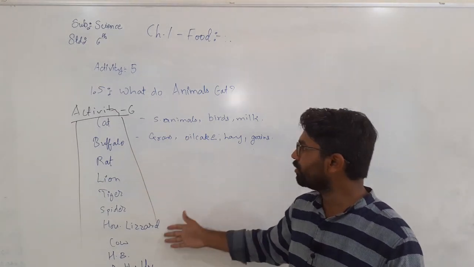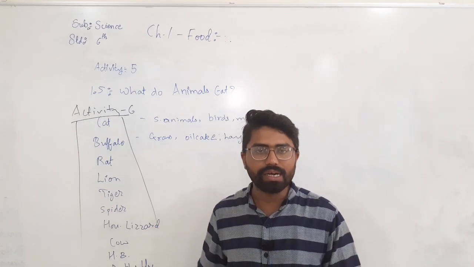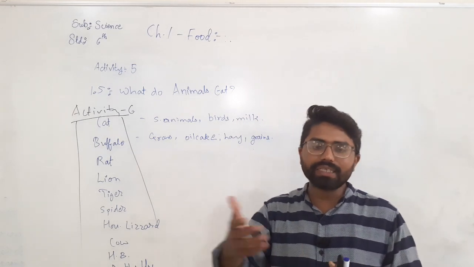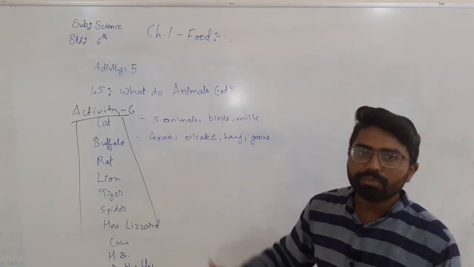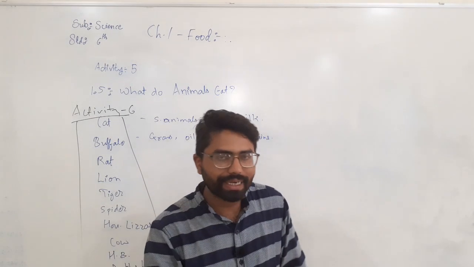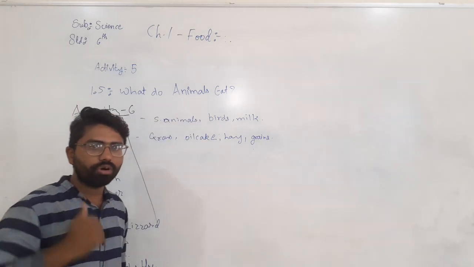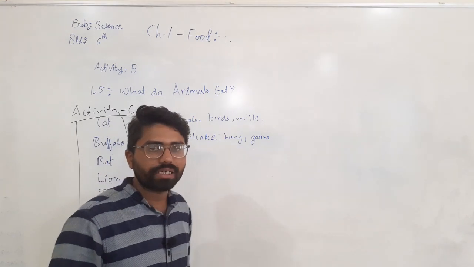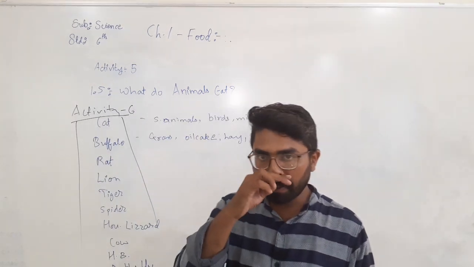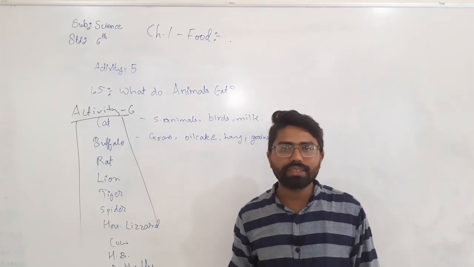Okay, and I have discussed here all the diet of all these animals and birds. In activity number 7 they have just divided the animals and birds into 3 categories. Okay, these 3 categories are carnivorous, herbivorous and omnivorous. Now which animals are included in carnivorous animals? The animals which eat other animals are known as carnivorous.